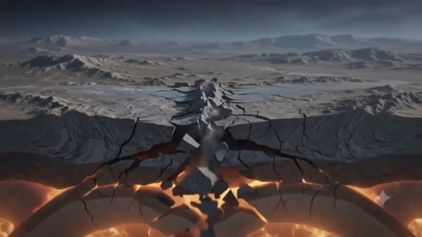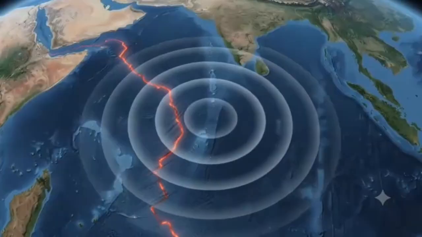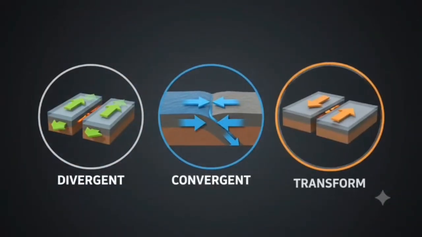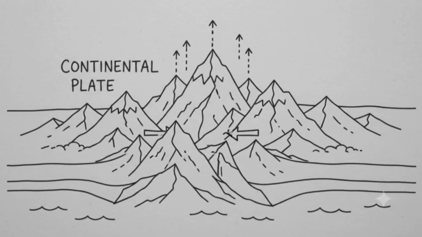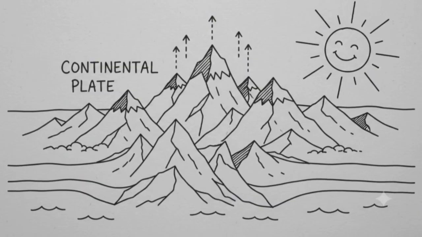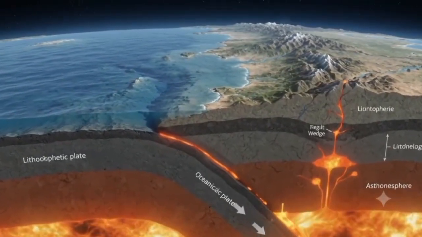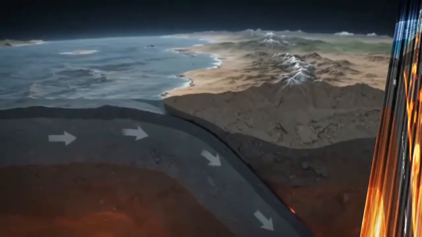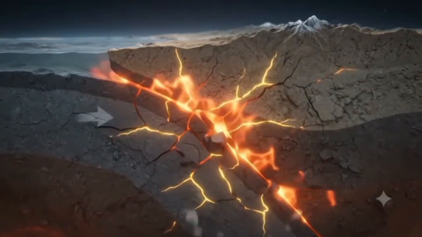At convergent boundaries, plates move toward each other. Most earthquakes occur at the boundaries between tectonic plates. When continental plates collide, massive mountain ranges can form. In subduction zones, one plate sinks beneath another. These regions generate some of the world's largest earthquakes.